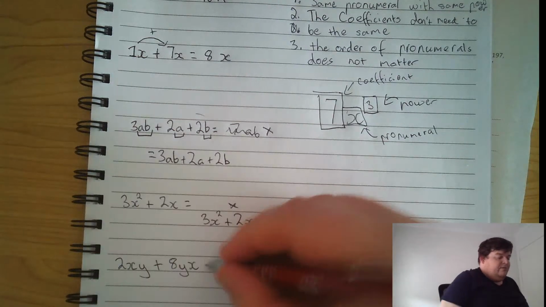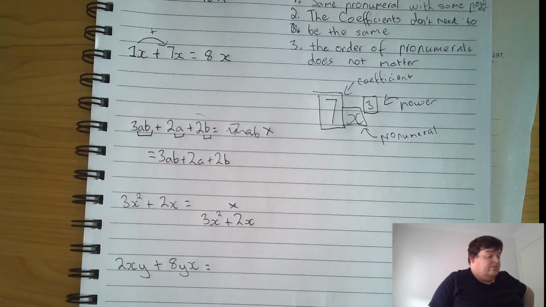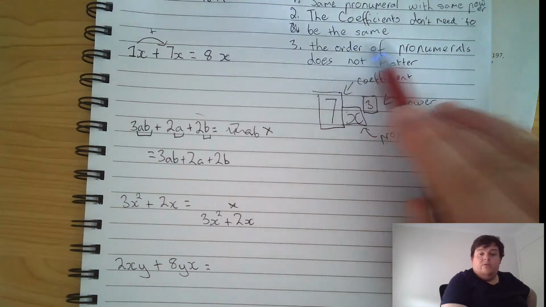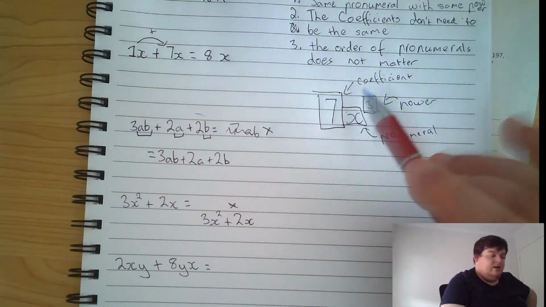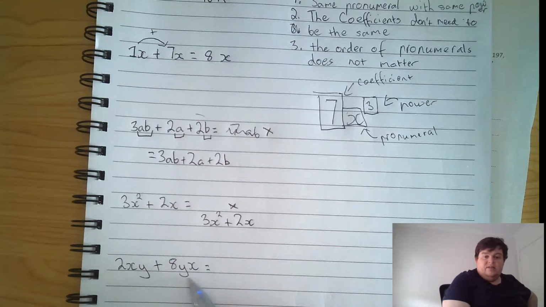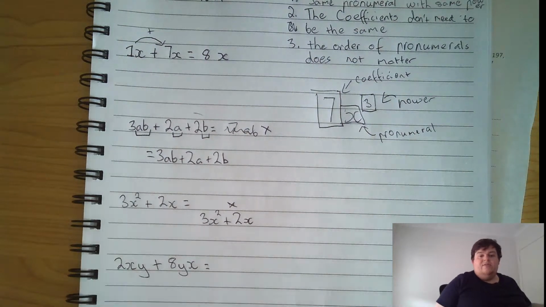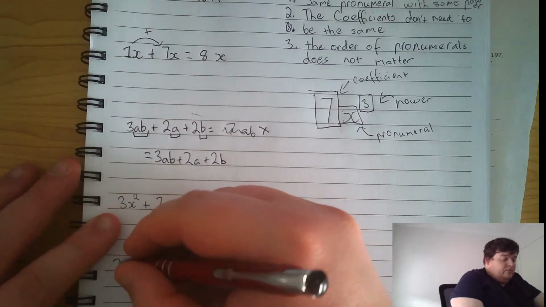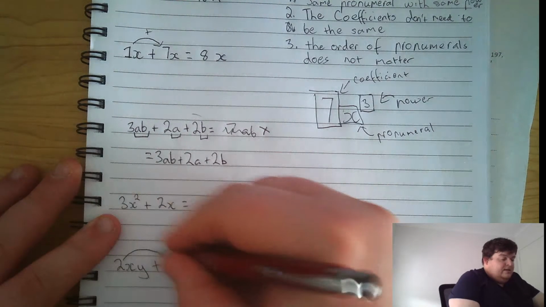What about this one? I've got 2xy plus 8yx. It's like, okay, can I collect these two terms? Well, if you look at our rules, rule number 3, the order of the pronumerals does not matter, right? So these are like terms because they've got the same letters. It doesn't matter that they're in a different order. So just as before, 2 plus 8 gives me 10.